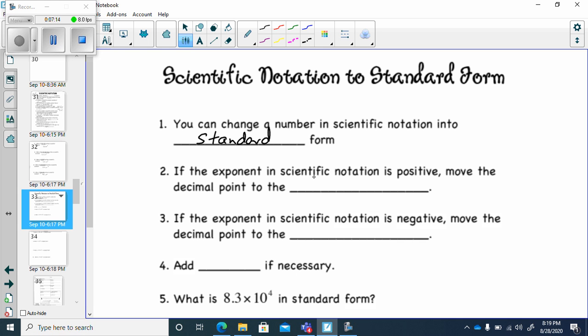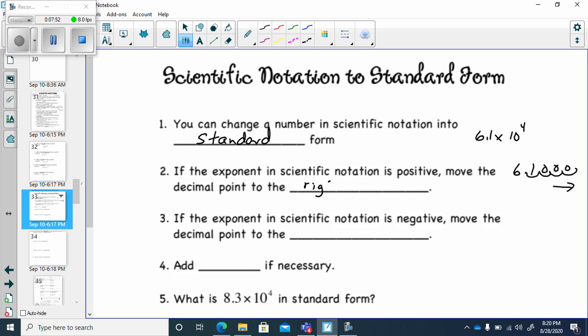If the exponent in scientific notation is positive, and you're trying to change it to standard form, which way would you move the decimal? Okay, let's look at this. What if I have 6.1 times 10 to the 4th? We know this is a big number because the exponent is positive. I'm going to move that decimal 4 times this way: 1, 2, 3, 4. I'm going to make a big number. I'm moving that decimal right. If the exponent in scientific notation is positive, move the decimal point to the right.